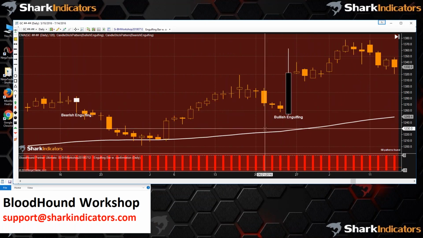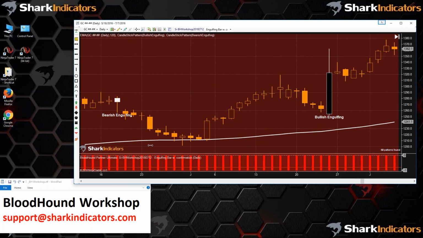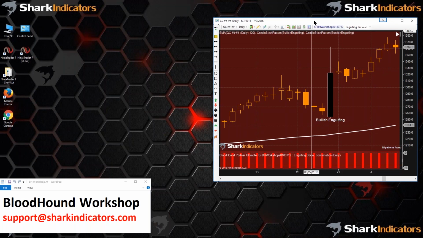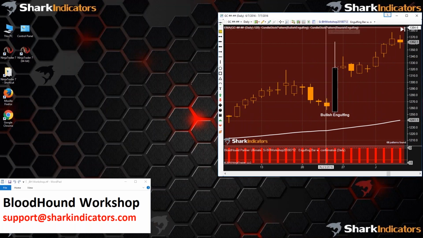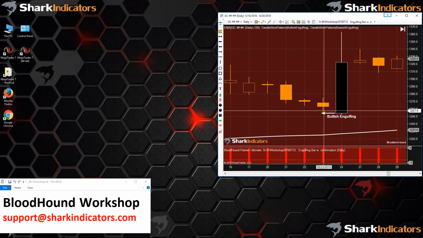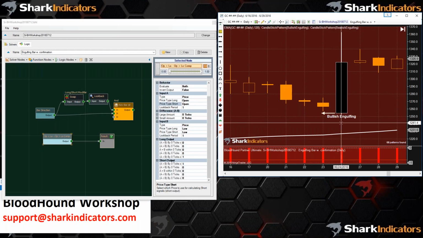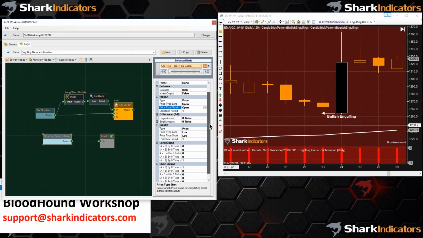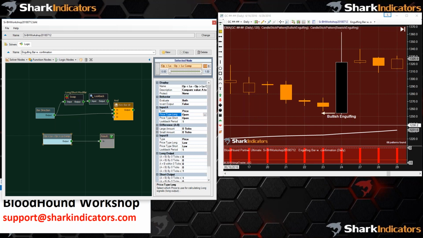Let's see. It seems like I do have something set wrong on that solver there, because I should be getting a long output here. So at least that's what I want here. If we look at the open of that bar and compare it to the low of the previous bar, the open is lower. Well, I've double checked and triple checked, and there's just something weird going on here.